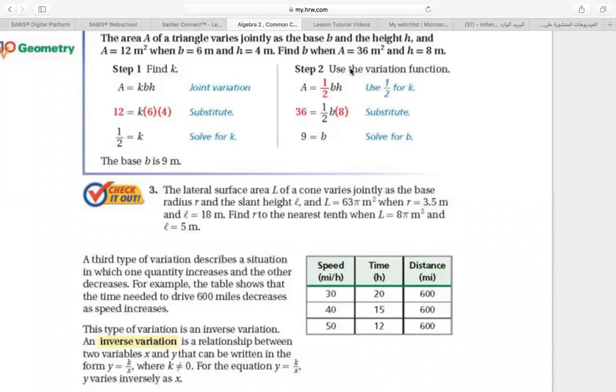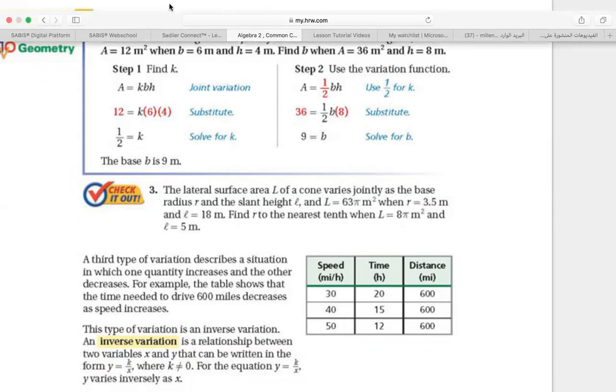Okay, girls, let's answer number 3 here. The lateral surface area L of a cone varies jointly as the base R and the height l, and L equals 63 pi m squared, where R is 3.5 and l is 18. Find R to the nearest tenth when L is 8 pi and l is 5.